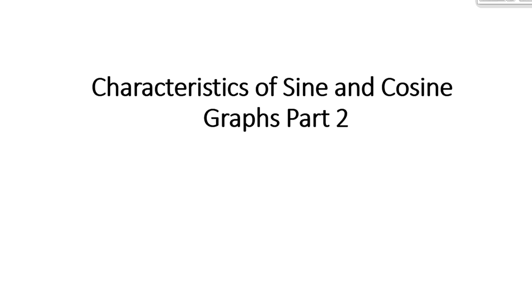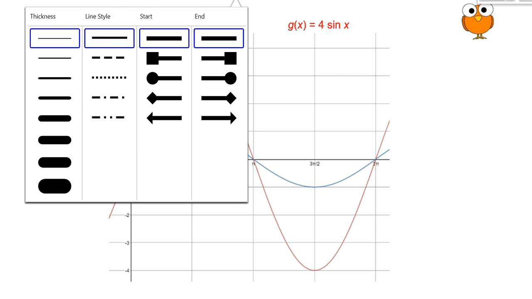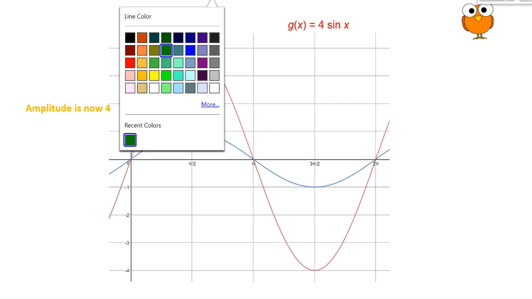Okay, characteristics part 2. We're still talking about the amplitude, period, and midline. The difference is we're going to actually look at it and try and figure it out from the equation. So graphically, we know what it is that happens.